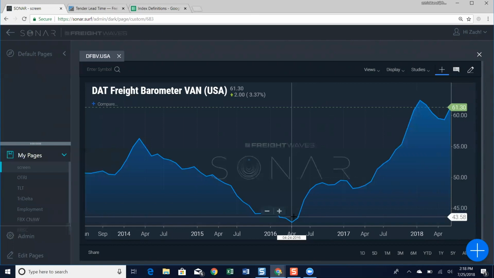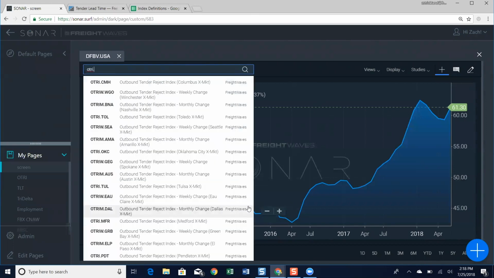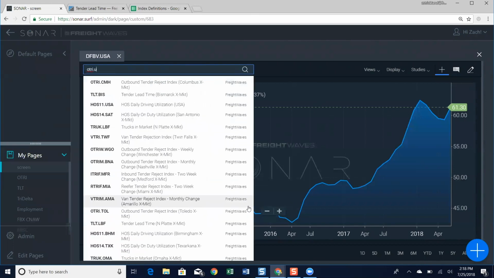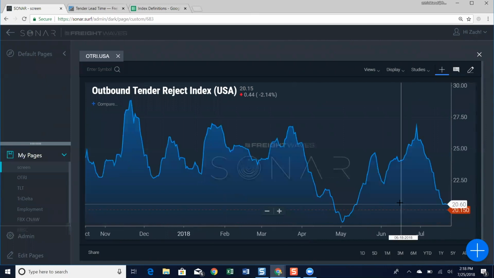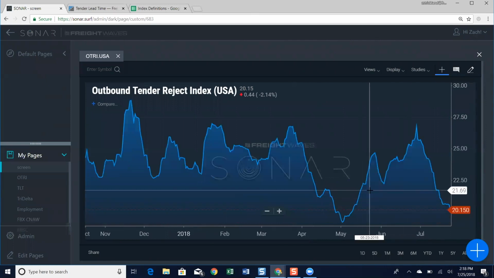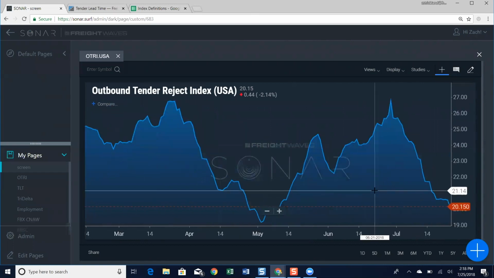So how can I take this information, whether it's DAT Freight, Donald's barometer here, or whether it's CAS index, and use it to make real-time decisions, whether I'm a shipper, broker, 3PL, carrier? So what can I do with this data to make decisions right now and moving forward in the next weeks and months? I am so glad you asked that question, Brad.